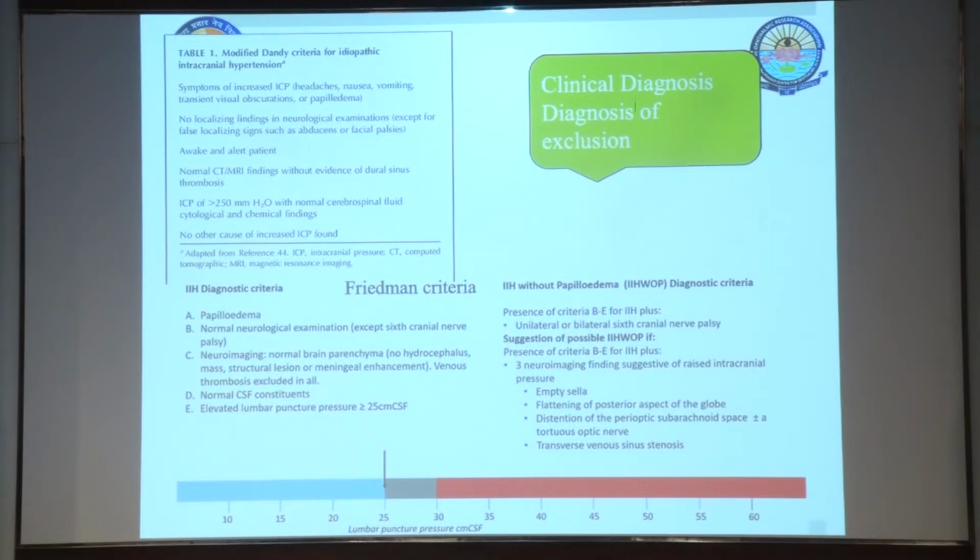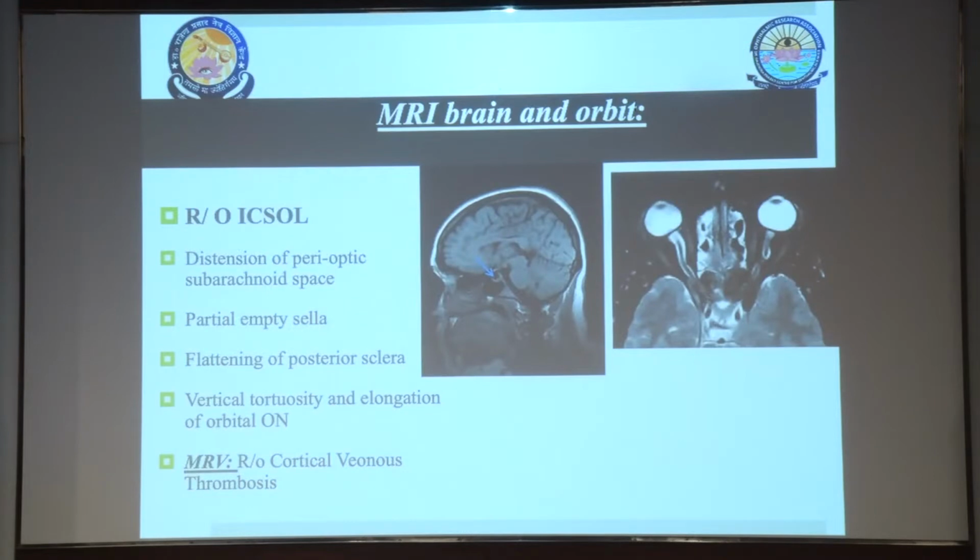IIH can be diagnosed without papilloedema also if all these signs and symptoms are there in the presence of sixth nerve palsy and certain MRI signs. So what are the MRI signs? Why is MRI mandatory? So MRI should be done to rule out intracranial space occupying lesion. That's the first and the foremost indication.